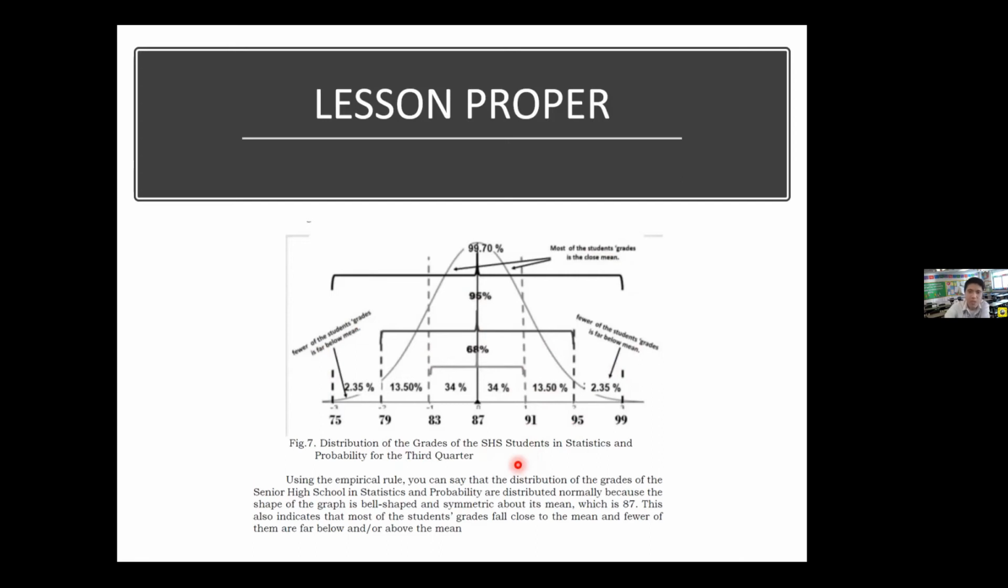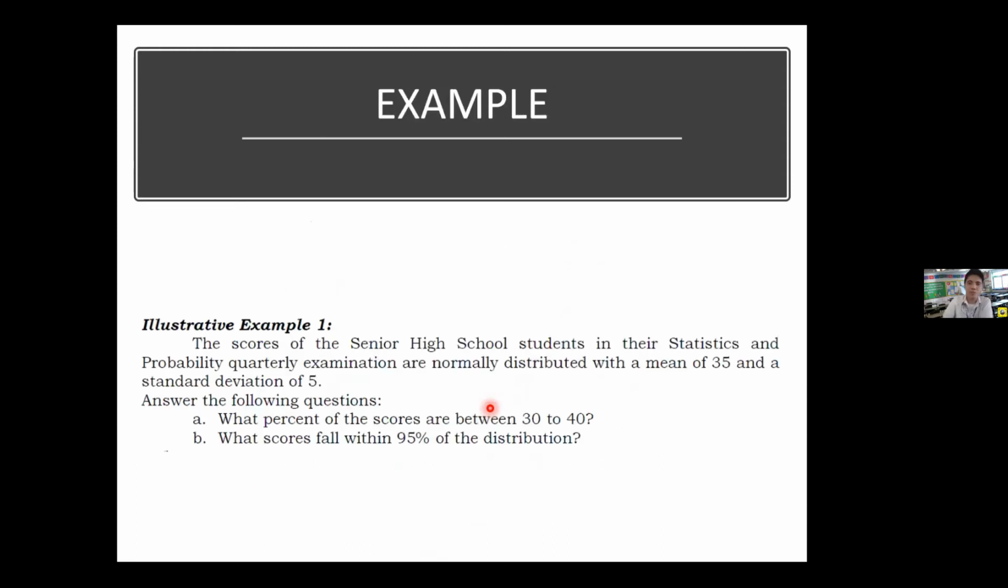So bell shape siya ng symmetric by the mean. So kung tanaw na to, most of the students' grades are close to the mean. So dako og percentage 68% sa imong estudyante doon sa average ang scores. So ma-consider nimo nga normal distribution ng score niya. So let's have an example how to illustrate a normal distribution.